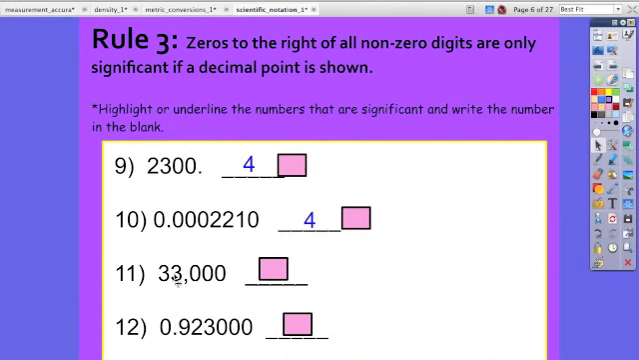Here, we don't have a decimal, we only have 2 significant figures. And here, our measurement was accurate up to this point. So we have 6 significant figures. So zeros to the right of all non-zero digits are only significant if a decimal point is shown, like in this case.